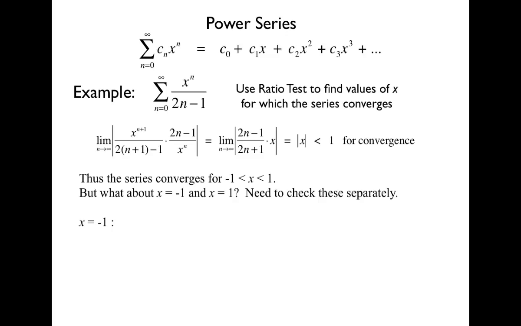So the x is gone now, right? If x is -1, then what do we get? We get (-1)^n over 2n minus 1. Now it's no longer a power series, it's just an infinite series, and we have the ability to do this. Is that convergent or divergent? That's what we're asking. (-1)^n over 2n minus 1.